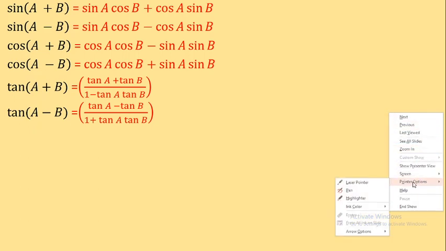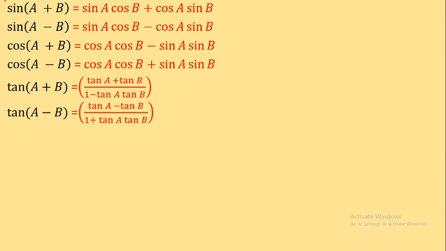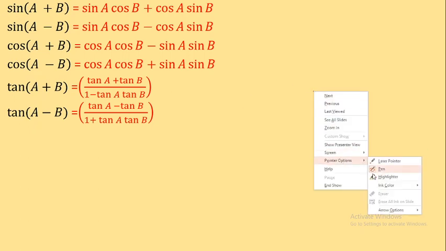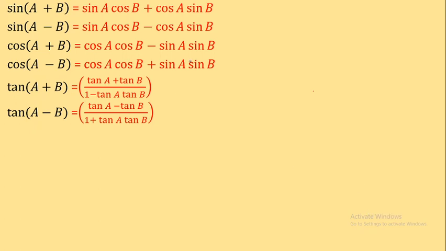The first formula is sin A plus B. The formula for sin A plus B is sin A cos B plus cos A sin B. Then for sin A minus B we have sin A cos B minus cos A sin B. Just basically the trick to remember these two formulas for the sine function, that is for sin A plus B and sin A minus B: in the first term you have both sine and cos function, and in the second term also you have sine and cos function.